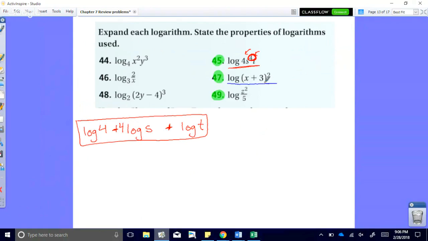Okay, 47. We have a log of x plus 3. So all we can do here is take the 2 and put it out in front, because we can't split addition inside. If it was multiplication, we could split it. Otherwise, we've got to leave it alone.